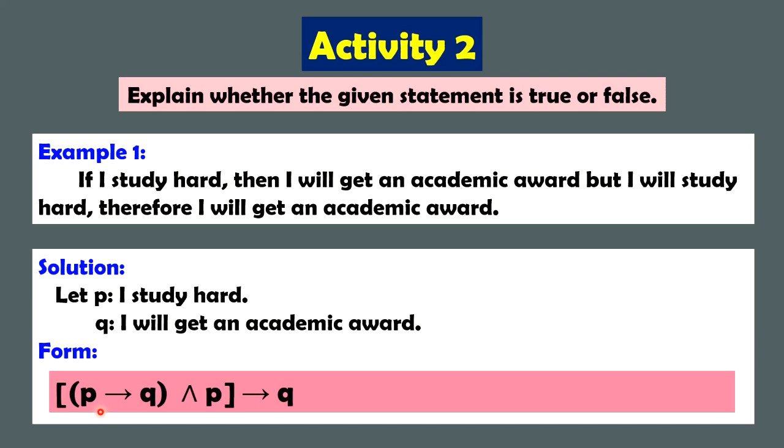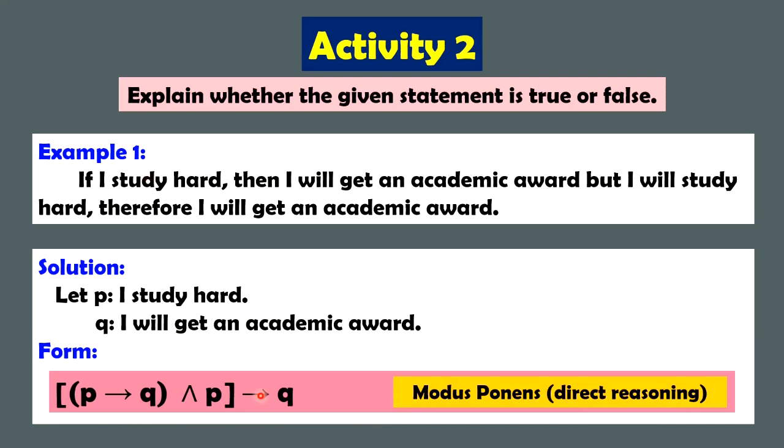Now, if you inspect closely, this form looks familiar, and it has a name. This is what you call modus ponens, or direct reasoning. This law illustrates a tautology. And what is a tautology? A tautology is a statement that is always true. That's why example number 1 is true.